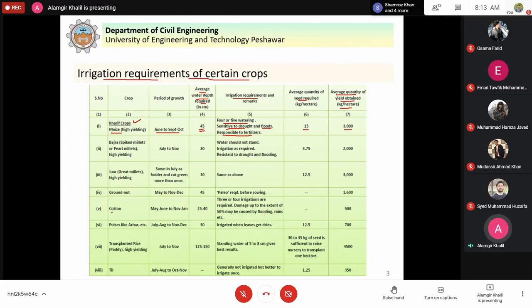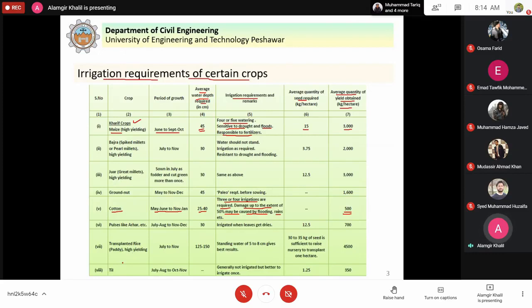For example, we can consider cotton. Its period of growth is May, June to November, January. The average water depth required is 25 to 40 centimeters. 3 or 4 irrigations are required. Damage up to the extent of 50% may be caused by flooding, rains, etc. The average yield obtained is 500 kg per hectare.